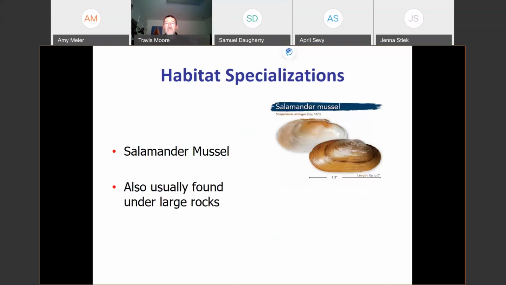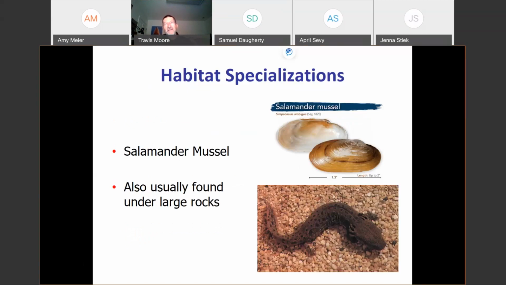Another one that's gotten to be a habitat specialist, but a little bit different in that it has a host specialist as well, is the salamander mussel. It likes those large rocks as well, but it has adapted to where its host is not a fish, but instead our only true aquatic salamander, the mud puppy. And so where you find mud puppies, you're going to find the salamander mussel.